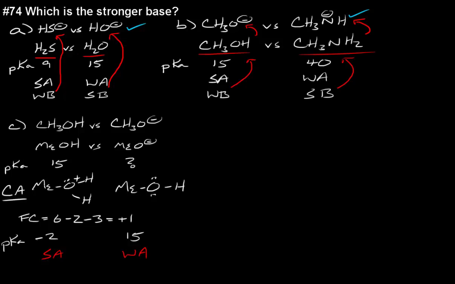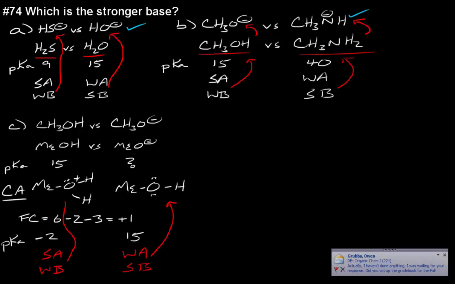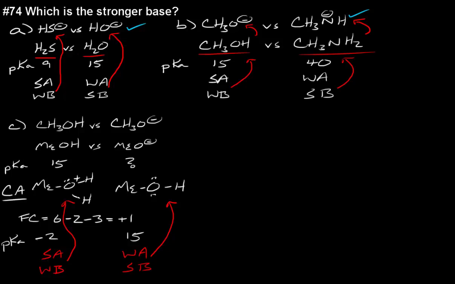Because this positively charged methanol is a stronger acid, it must also be the weaker base, and because this regular methanol is the weaker acid, it must also be the stronger base. Okay. So again, we are talking about this methanol right here, and this methanol with a positive charge right here.